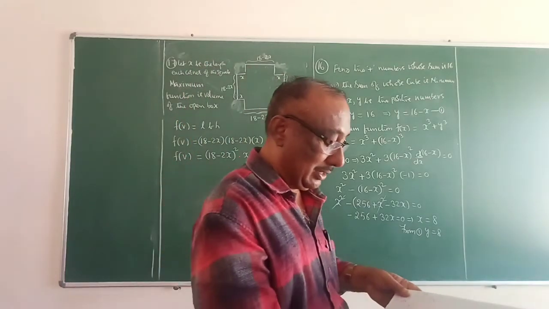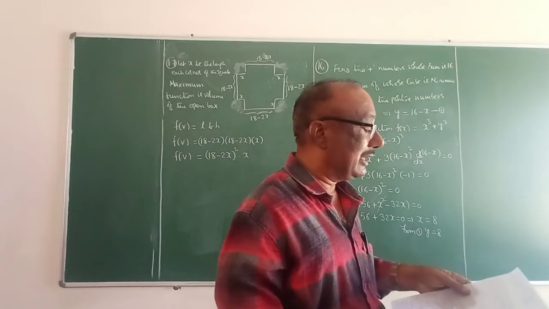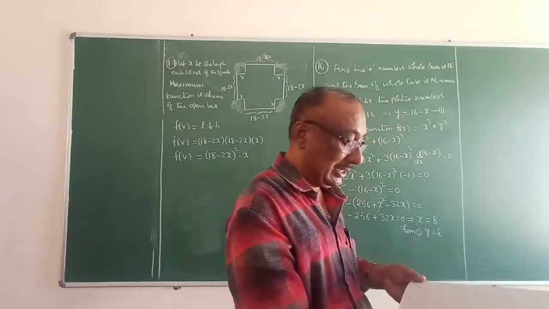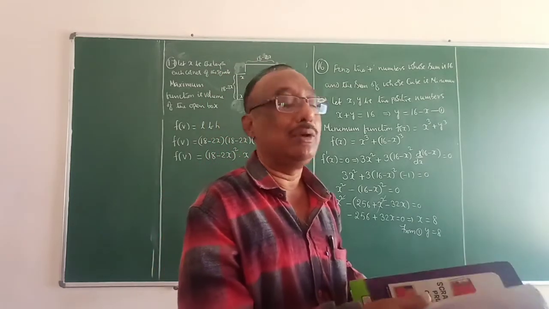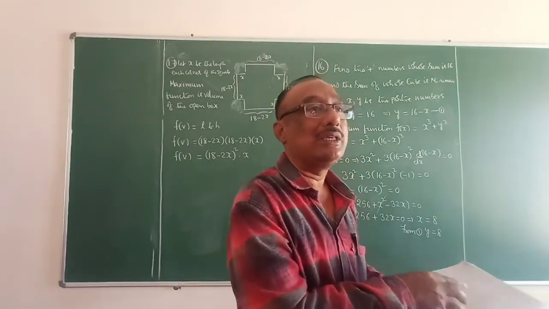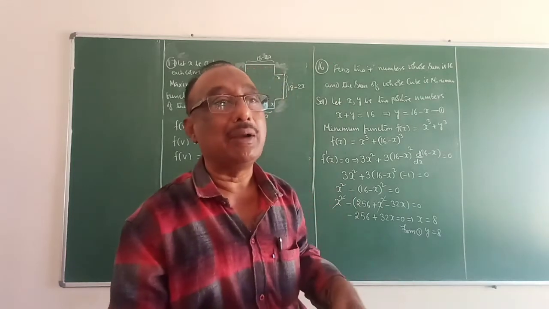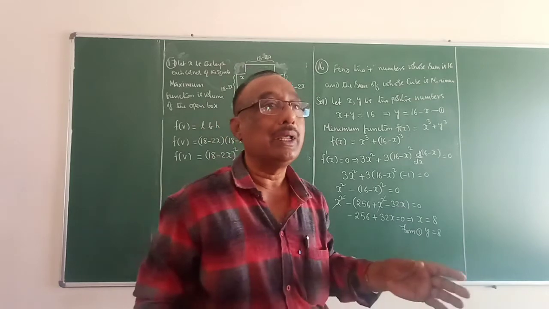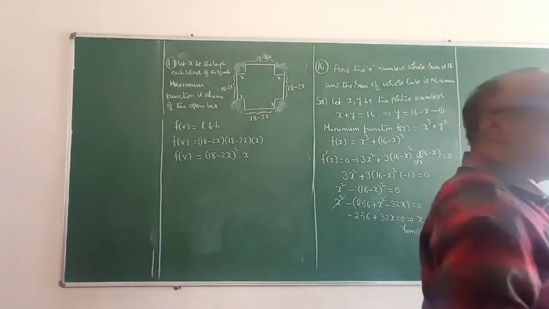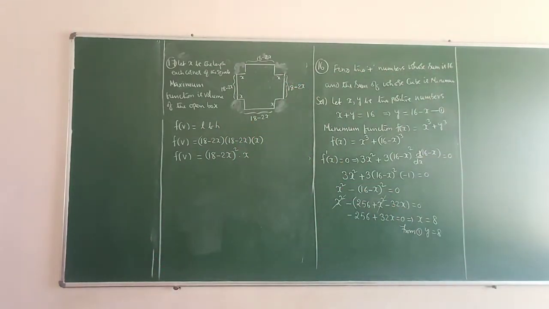Further, what they are asking is: when the corners are folded up, what should be the side of this square? The x value is required. For the x value, immediately apply the first derivative and make it 0. First derivative, for the maximum. Everyone apply the first derivative.